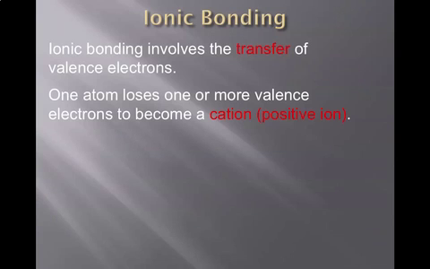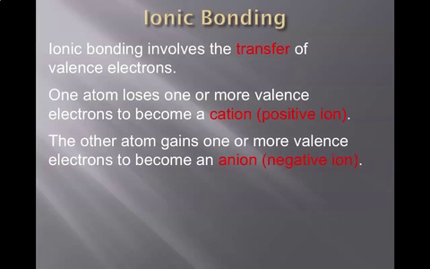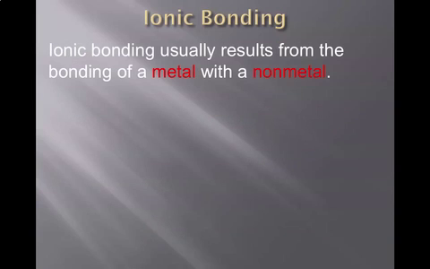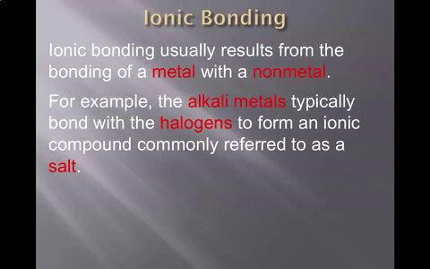One atom loses one or more valence electrons to become a cation, which is the positive ion. The other atom gains one or more valence electrons to become an anion, or a negative ion. And these are electrically neutral, which is what we were doing when we did the formulas and we evened out the charges so it made zero. That's what that means, is that they're electrically neutral. It usually results from the bonding of a metal with a nonmetal.